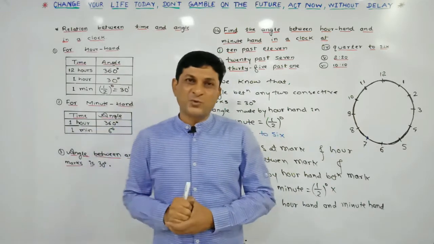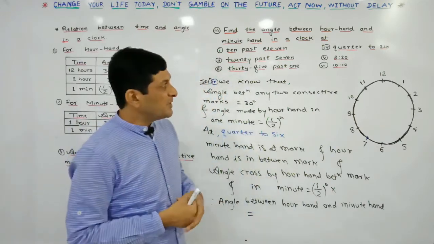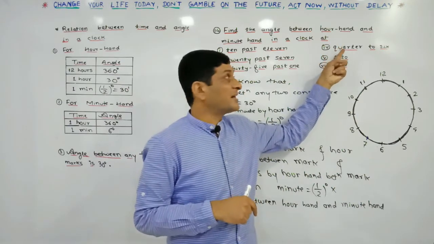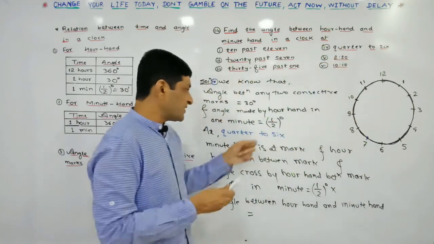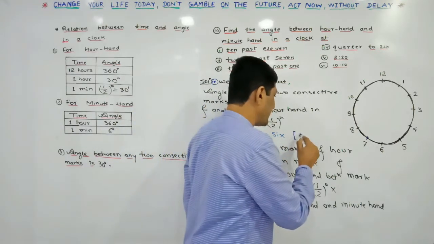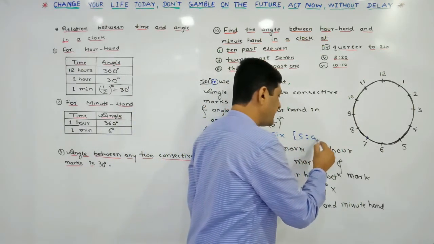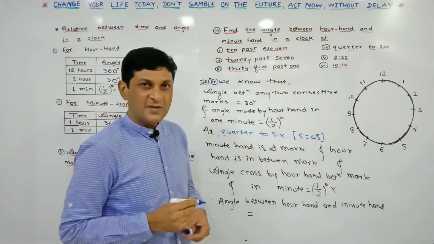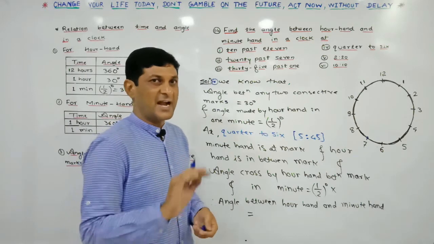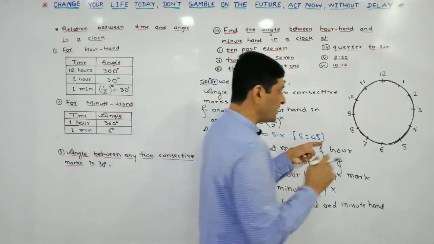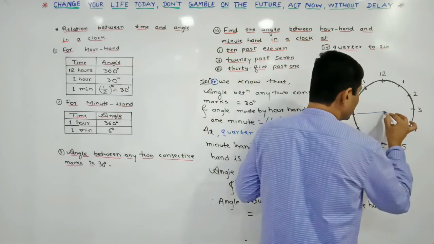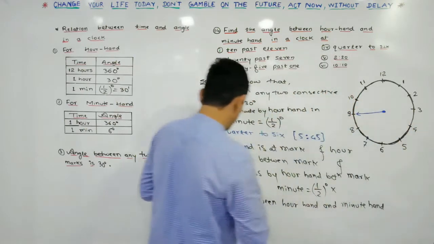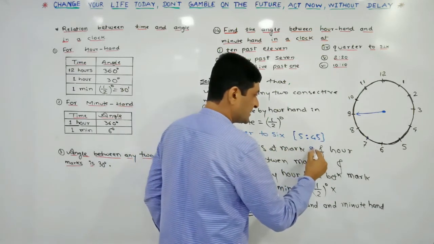Now let us try to solve example number 4. In example number 4, we have to find the angle between the minute hand and hour hand of a clock at the time 5:45. First find the position of the minute hand and hour hand at this time. At 45 minutes, the minute hand is at mark 9. So the position of the minute hand is known to us, at mark 9.